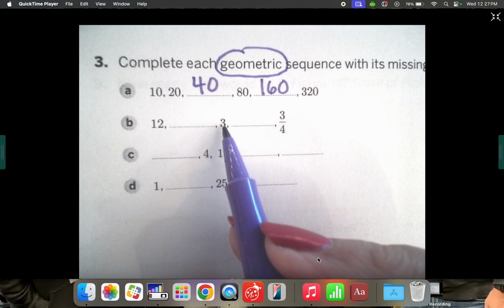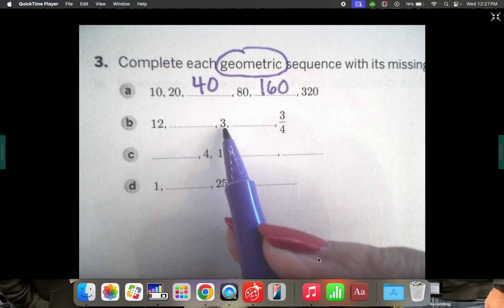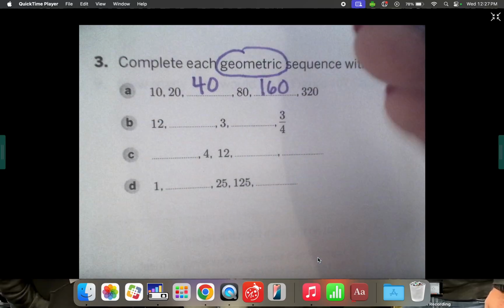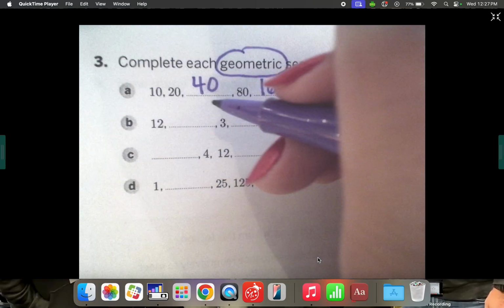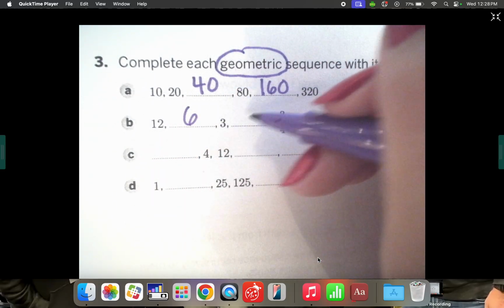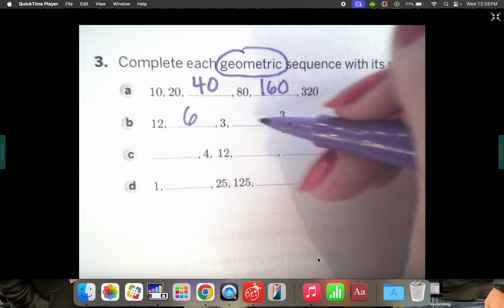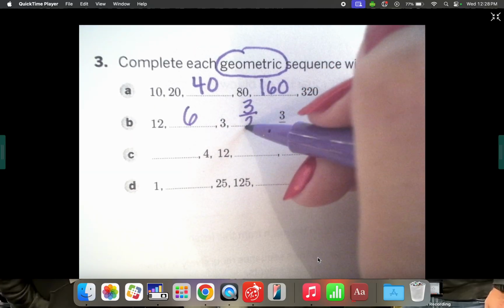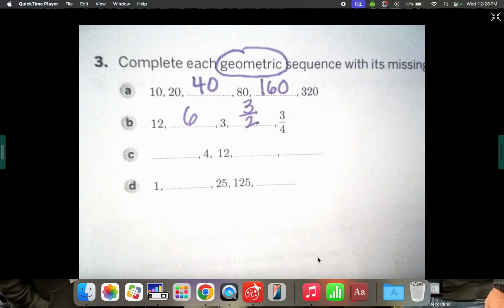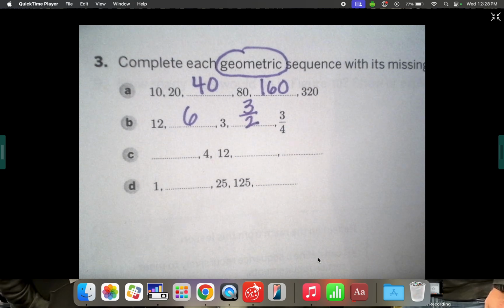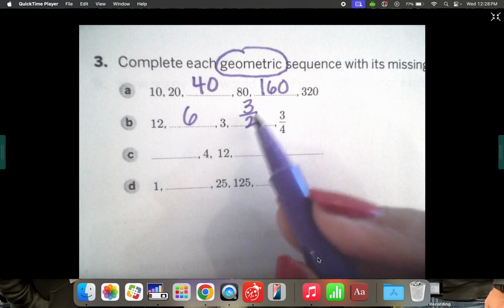12 to get to 3, I think it's half and then half again and then half again. Yeah, so the pattern is times half, so that would be 6, and then either 1.5 is fine, or 3 halves is fine. Either way, if you put 1.5, that's the same thing as 3 halves. You're just dividing by 2, so I just put divided by 2.